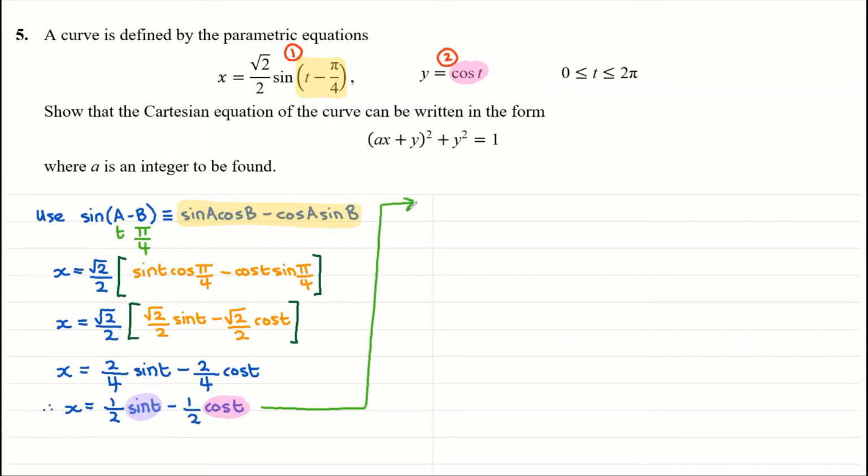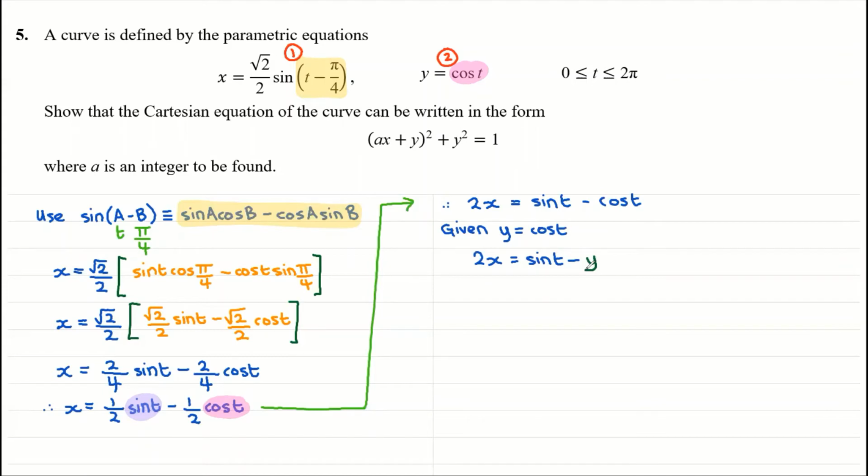Maybe pause the video, see if you can do it yourself. But the first thing, I'm just going to multiply everything by 2 to clear that fraction. So therefore, we're going to have 2x is equal to sine t subtract cos t. And what I will do now is I can now replace the cos t with y. So given that y is equal to cos t, we now have that 2x is equal to sine of t subtract y. Okay.